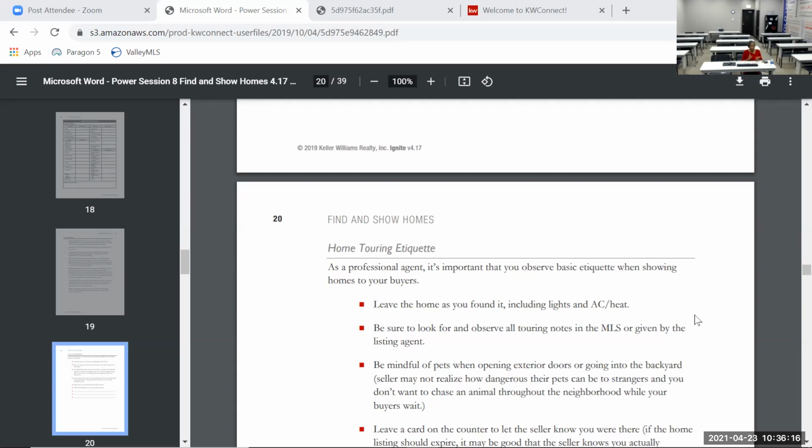Now, if it's the back door or the front door that you find unlocked, I never leave until I call the listing agent to make sure that they're aware. Hey, when I got here, the back door was unlocked. Am I supposed to leave that unlocked, or should I go ahead and lock it? Because you want to leave that house as secure as the seller expects it to be, okay?